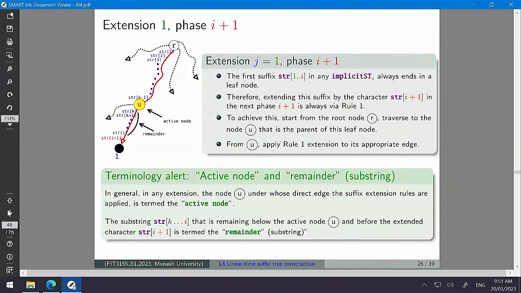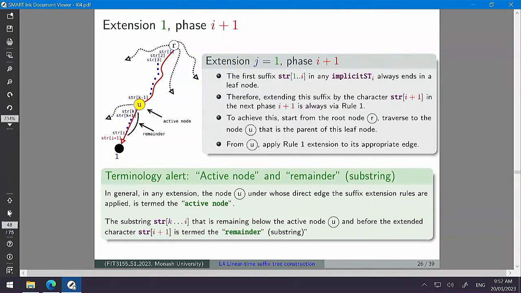So when you are in some extension 1, the active node would be the node above the leaf, right? When you're doing extension 1, if you didn't know any other tricks, you would start with extension 1 of phase i plus 1. So what do you do in phase i plus 1? 1 to i is extended by the letter i plus 1. So you go down. If you didn't know anything else, you have to go down. And then you find out, does it have to be a rule 1 extension always? 1 to i plus 1 is 1 to i extended by 1 letter. Would you ever see 1 to i before?